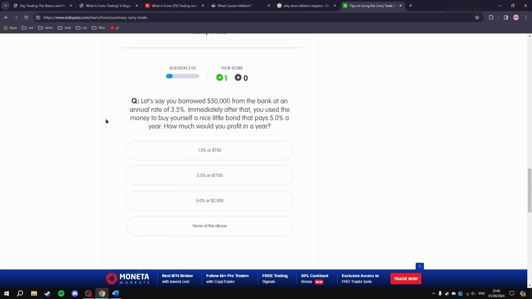Let's say you borrowed 50,000 from the bank at an annual rate of 3.5%. Immediately after that, you use the money to buy yourself a nice little bond that pays 5% a year. How much would you profit in a year? So it's 5% minus 3.5%, so that's 1.5% or $750.